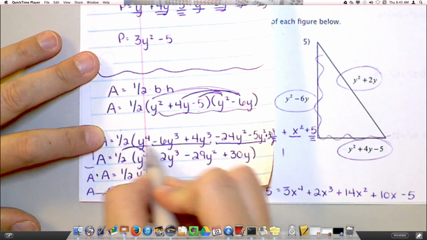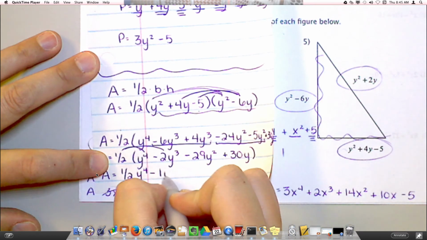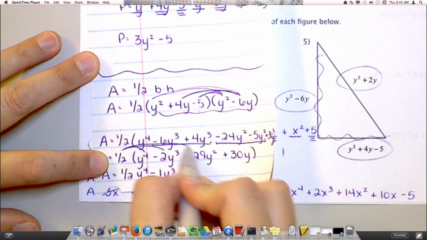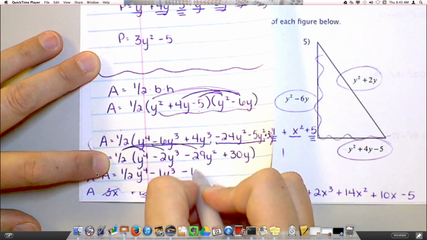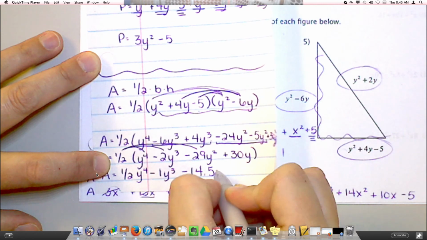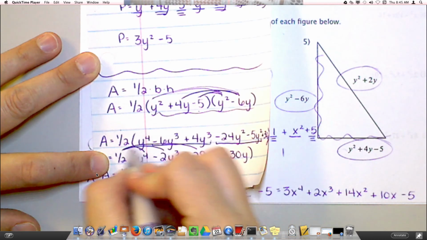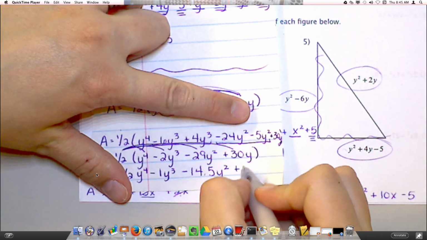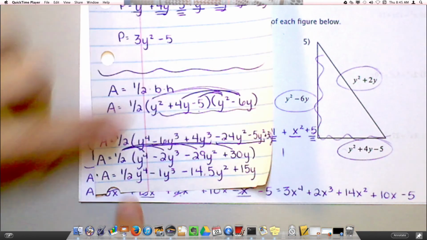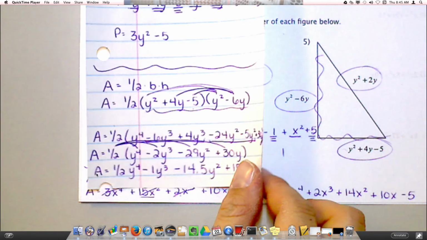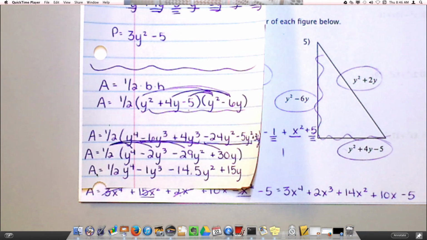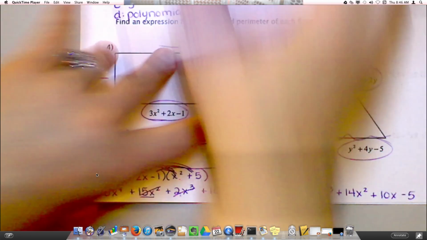1/2 times negative 2 is negative 1, y to the 3rd. 1/2 times negative 29 is going to be negative 14.5. And then 1/2 times 30 is 15. So notice my exponents all stayed exactly the same. I just cut all the numbers in front in half. And there's your final answer for area. Again, kind of a long process, but hopefully not too difficult. Any questions there? Okay. Let's move on to the factoring page.